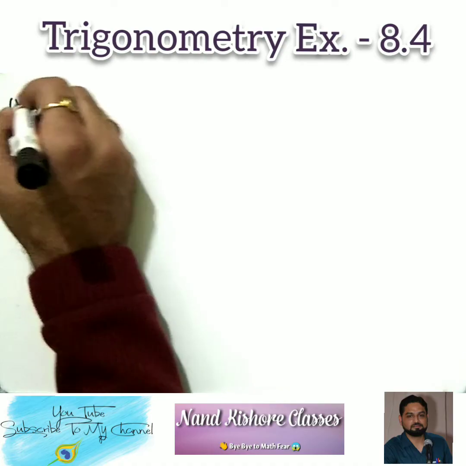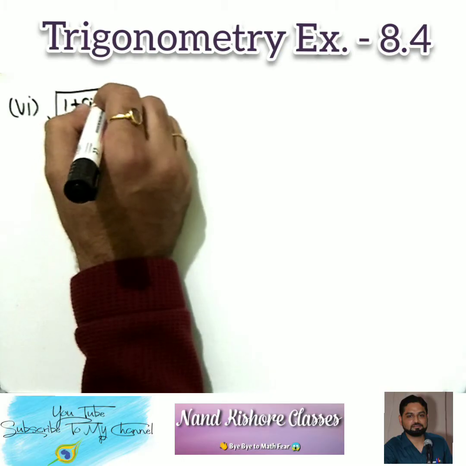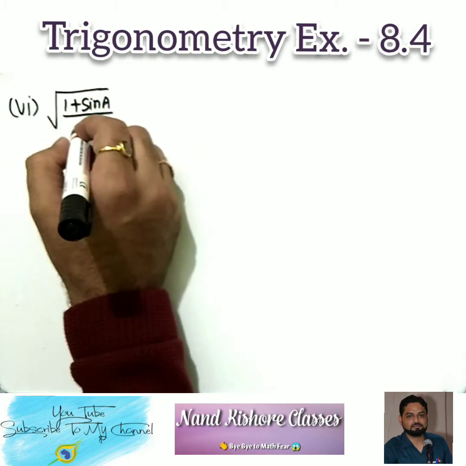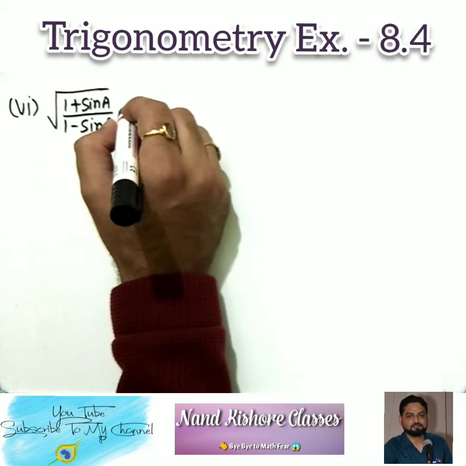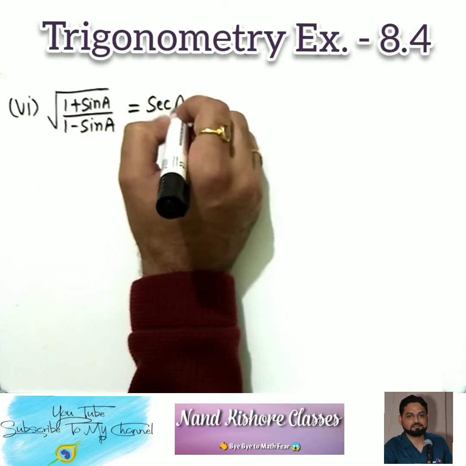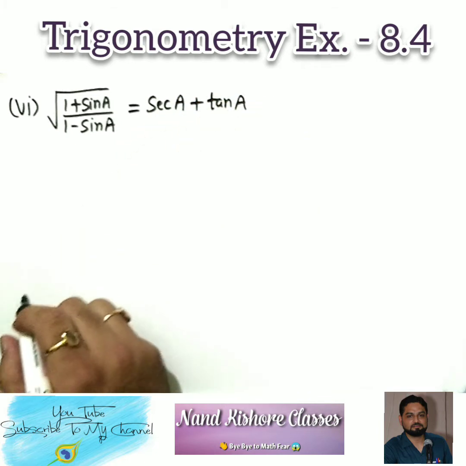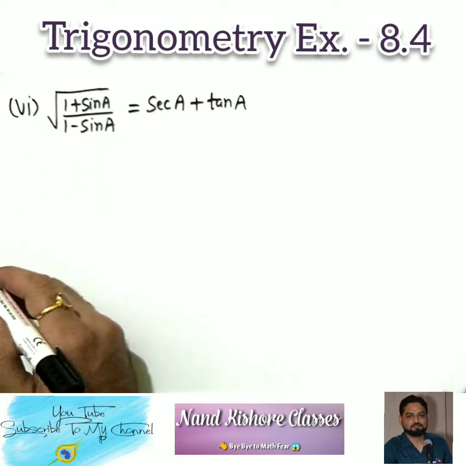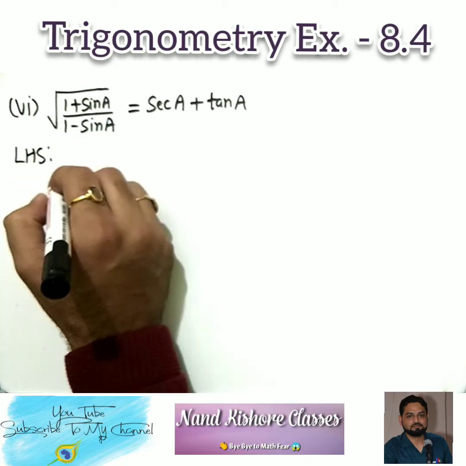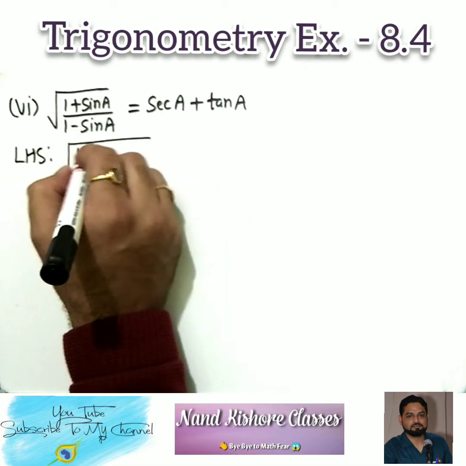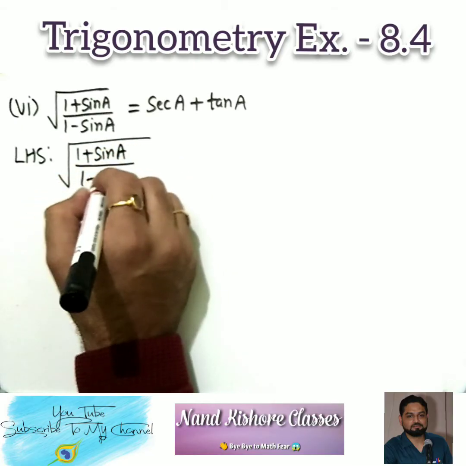Look at the question. Root of 1 plus sine A over 1 minus sin A is equal to secant A plus tangent A. We need to prove it. Looking at the square root, don't get afraid. This is a very easy question. Take the left side and see, we have 1 plus sin A over 1 minus sin A.